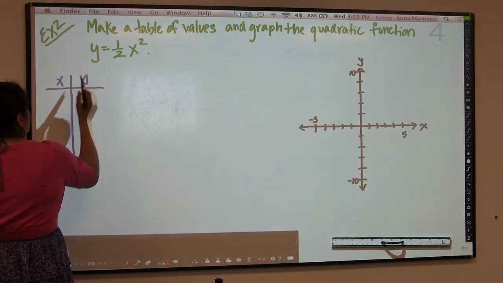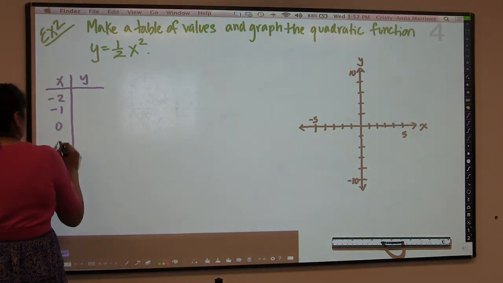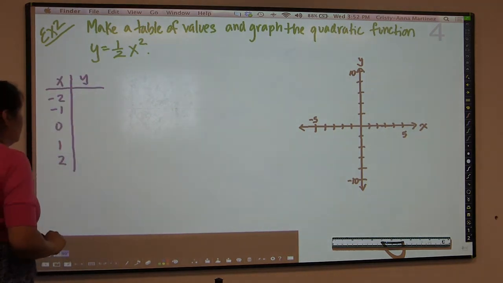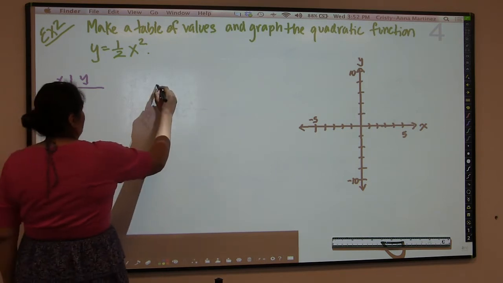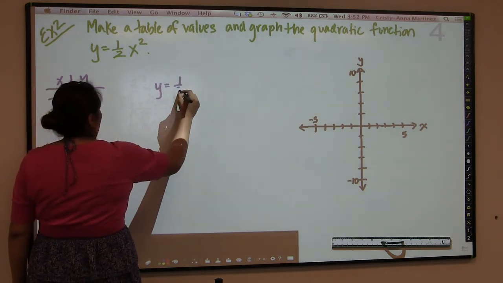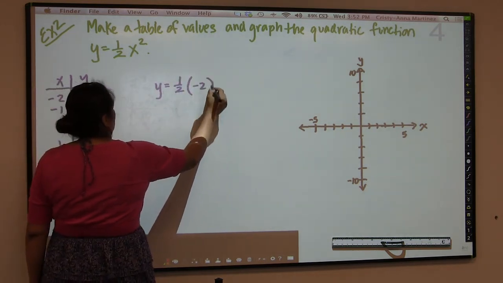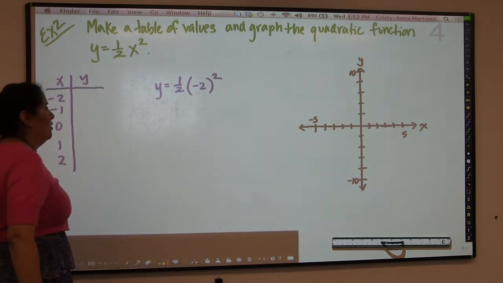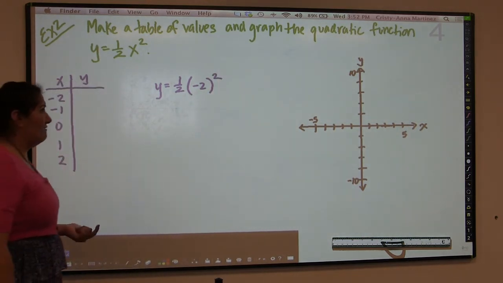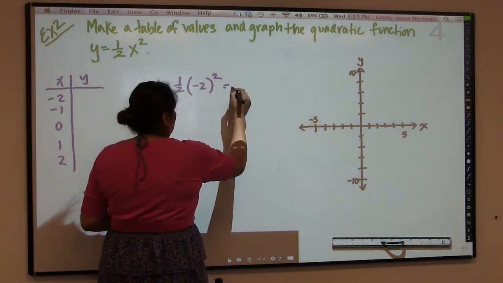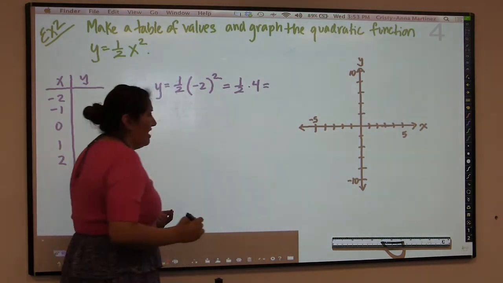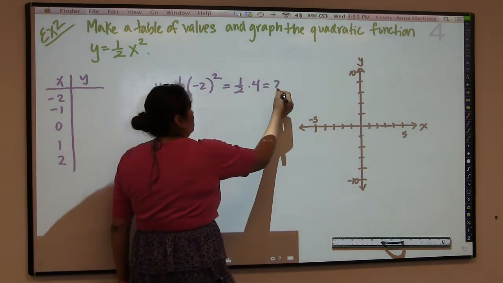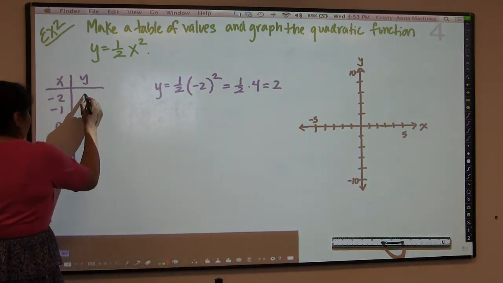And again, we're always going to start -2, -1, 0, 1, 2. It's always a good place to start. And we're going to go ahead and plug these x values into the function. So we're going to get y equals 1/2 times -2 squared, because that's the x value. So -2 times -2, we said before, is +4. So I'm going to get 1/2 times 4. And 1/2 times 4 is actually 2. So I'm going to get 2 over here.